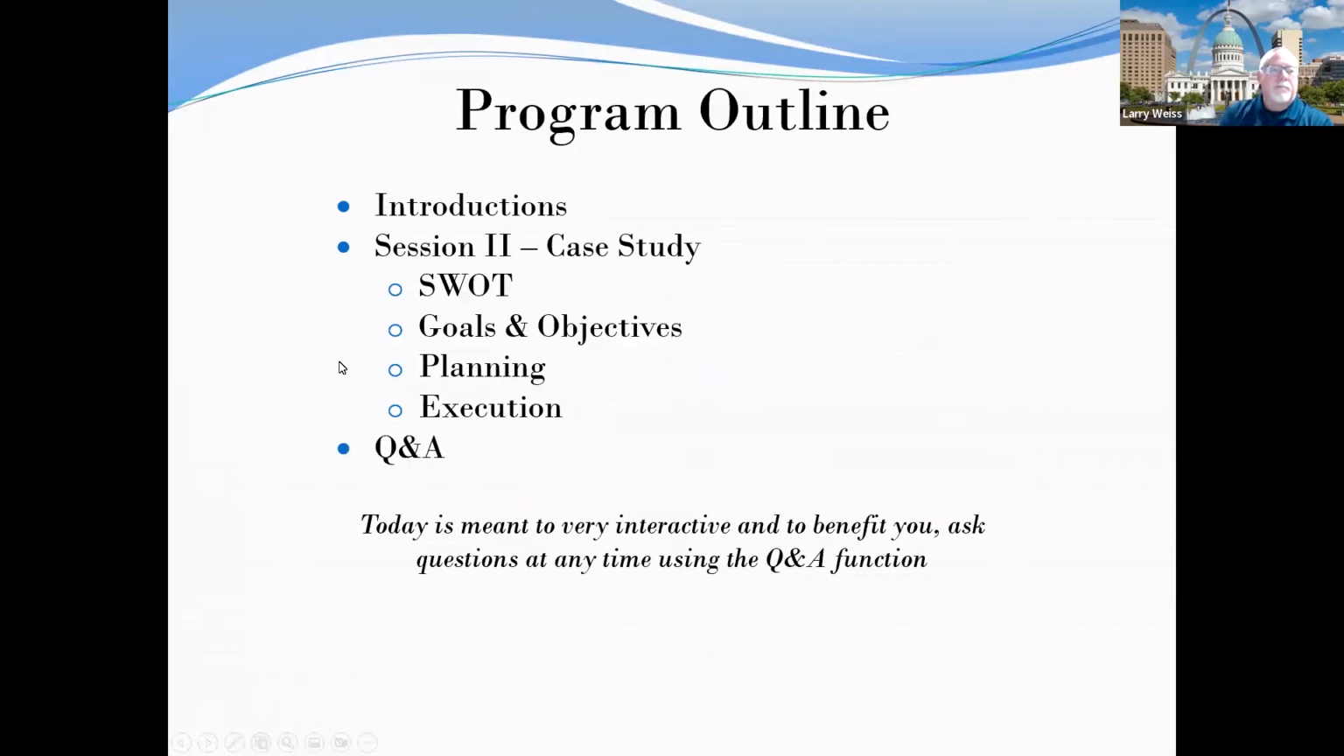So today's program, here's an outline of what we want to accomplish. We've done the introductions. As we go into the case study, we'll talk a little bit about a tool called SWOT, which is a very powerful tool to help laboratories improve goals and objectives, planning, and then execution. Today's meant to be as interactive as a webinar can be. So you have a Q&A icon there on your screen. If you have any questions anywhere online, feel free to type anything you want in there and we'll either respond to it right away, Fran will bring those to our attention, or we'll cover them at the end of the program.